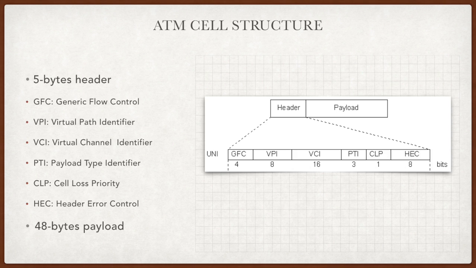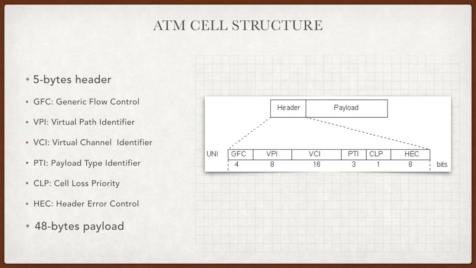The GFC field is a 4-bit field that was originally added to support the connection of ATM networks to shared access networks. The VPI defines the virtual path for this particular cell. The VCI defines the virtual channel within the specified virtual path for this particular cell.